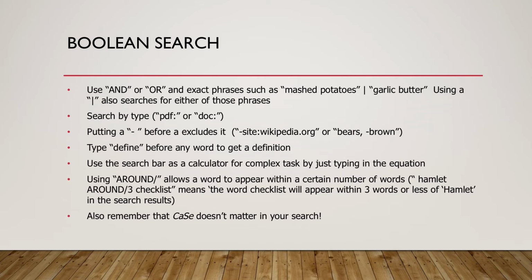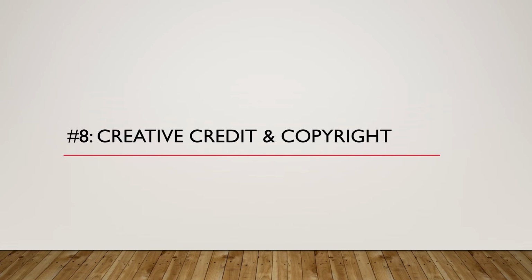Using around will allow a word to appear within a certain number of words. So Hamlet, around 3, checklists, so that'll do it. And then also remember that the case doesn't matter in your search. So these are just kind of tips and tricks, and if you look for Boolean search tips and tricks, you can even find more to make yourself and your students better searchers.